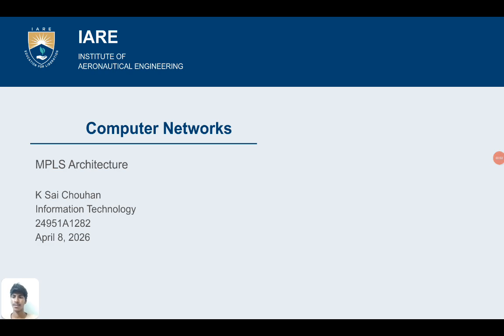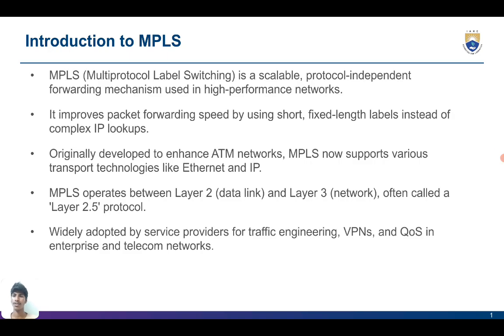MPLS architecture. Introduction to MPLS. MPLS means multi-protocol label switching, a scalable, protocol-independent forwarding mechanism used in high-performance networks. It improves packet forwarding speed by using short, fixed-length labels instead of complex IP lookups. Originally developed to enhance ATM networks, MPLS now supports various transport technologies like Ethernet and IP.